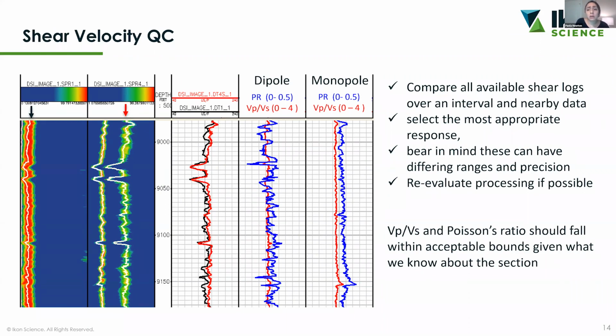My advice, compare all the available shear logs, like in this example here, where we have dipole and monopole sonic. Are we dealing with fast versus slow formations? Where is one more suitable than the other? Select the most appropriate response based on what you know, but bear in mind that they have different ranges and different precisions. And reevaluate the processing if necessary, these are waveforms that can be imported into software, because sometimes we could be dealing with dispersion problems.